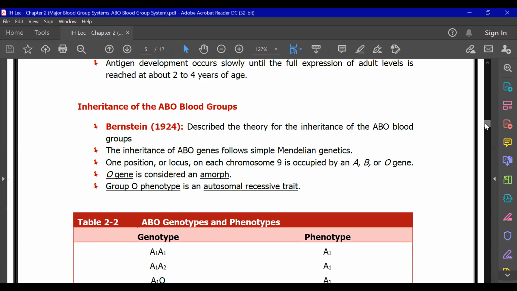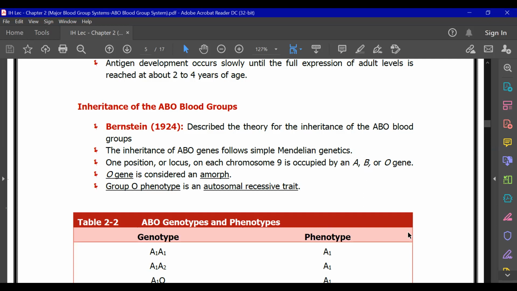Okay, so in here, one position at the genetic locus on each chromosome 9 is occupied by your A, B, or O gene. Class, for consistency, dito sa notes ninyo, kapag naka-italicize yung letters, like for example here, itong A, B, and O, we are pertaining to the gene. Pero kapag normal lang siya, itong O na to, we are talking about the antigen.